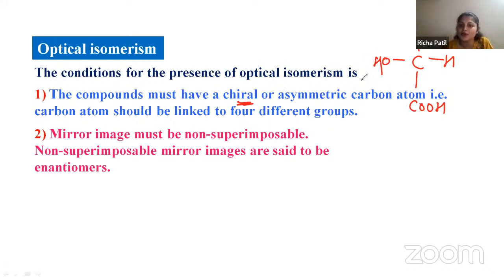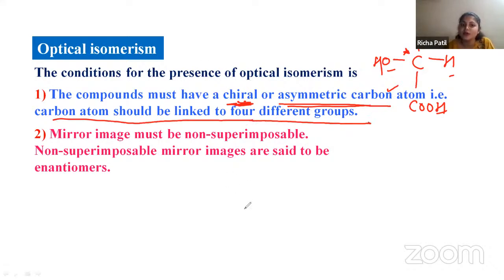Take an example of this particular compound. This carbon has 4 different groups attached, so it is said to be chiral, or an asymmetric carbon. When the carbon atom is linked to 4 different groups, it is chiral. Then what is achiral?